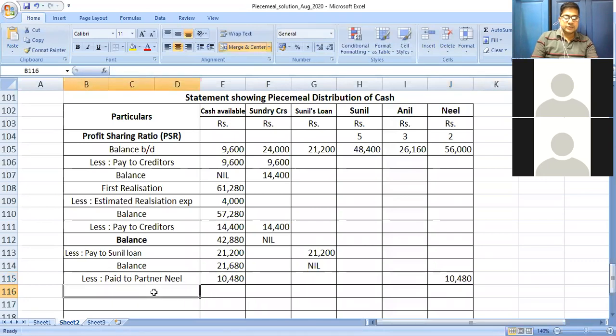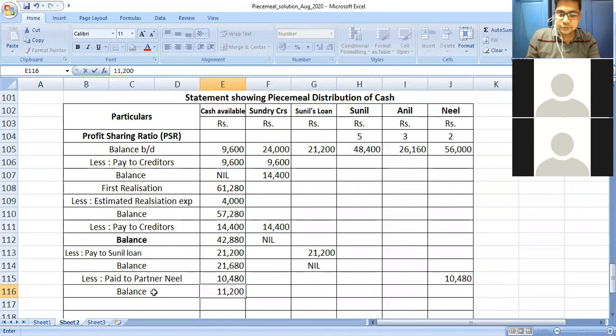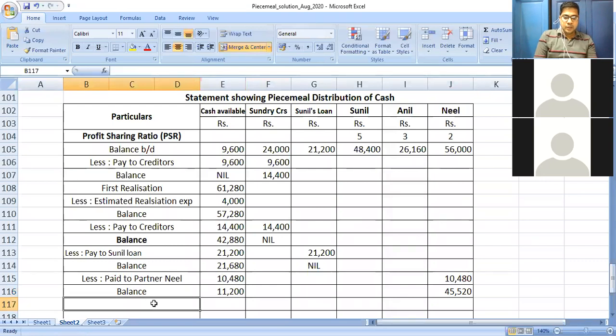Now the balance available: 10,480 paid, the rest of the cash available is 11,200, and Nil's capital was 56,000. From this 10,480 paid, the rest of the capital still remaining is 45,520.